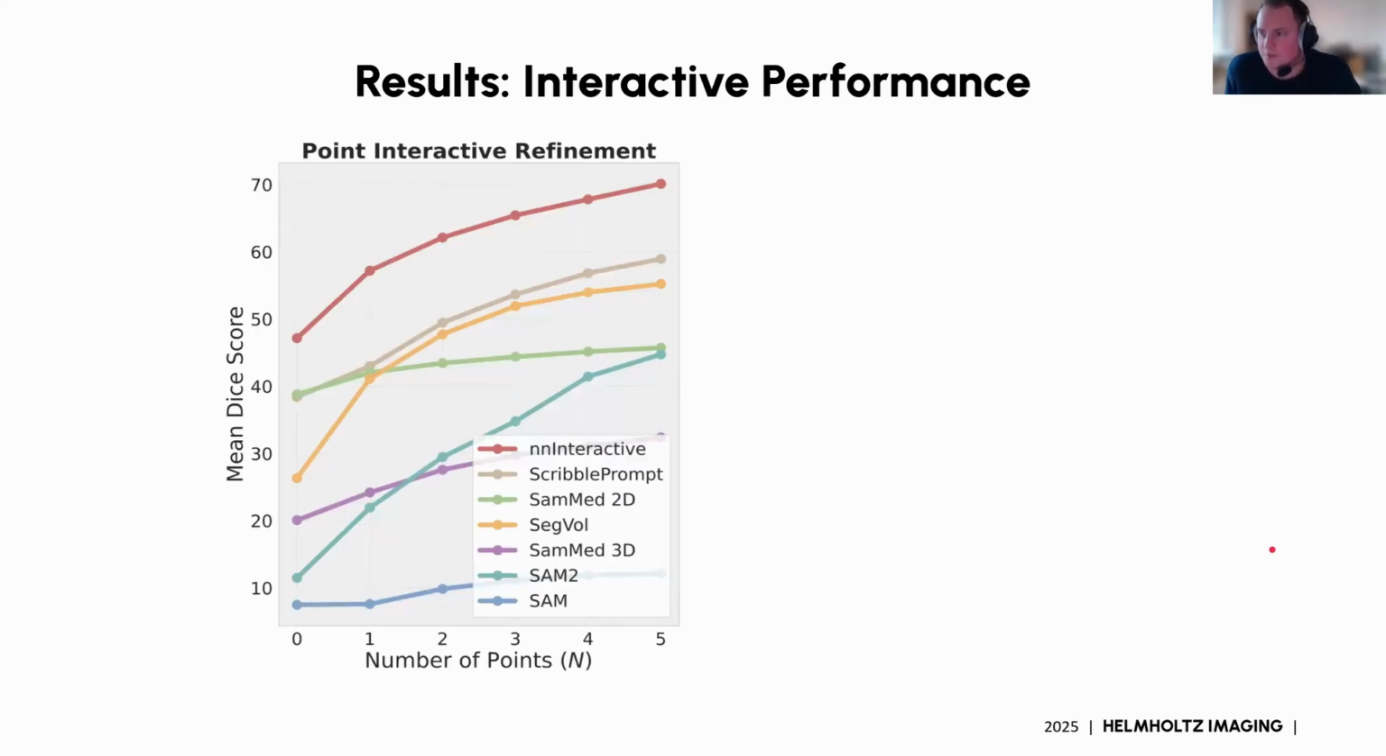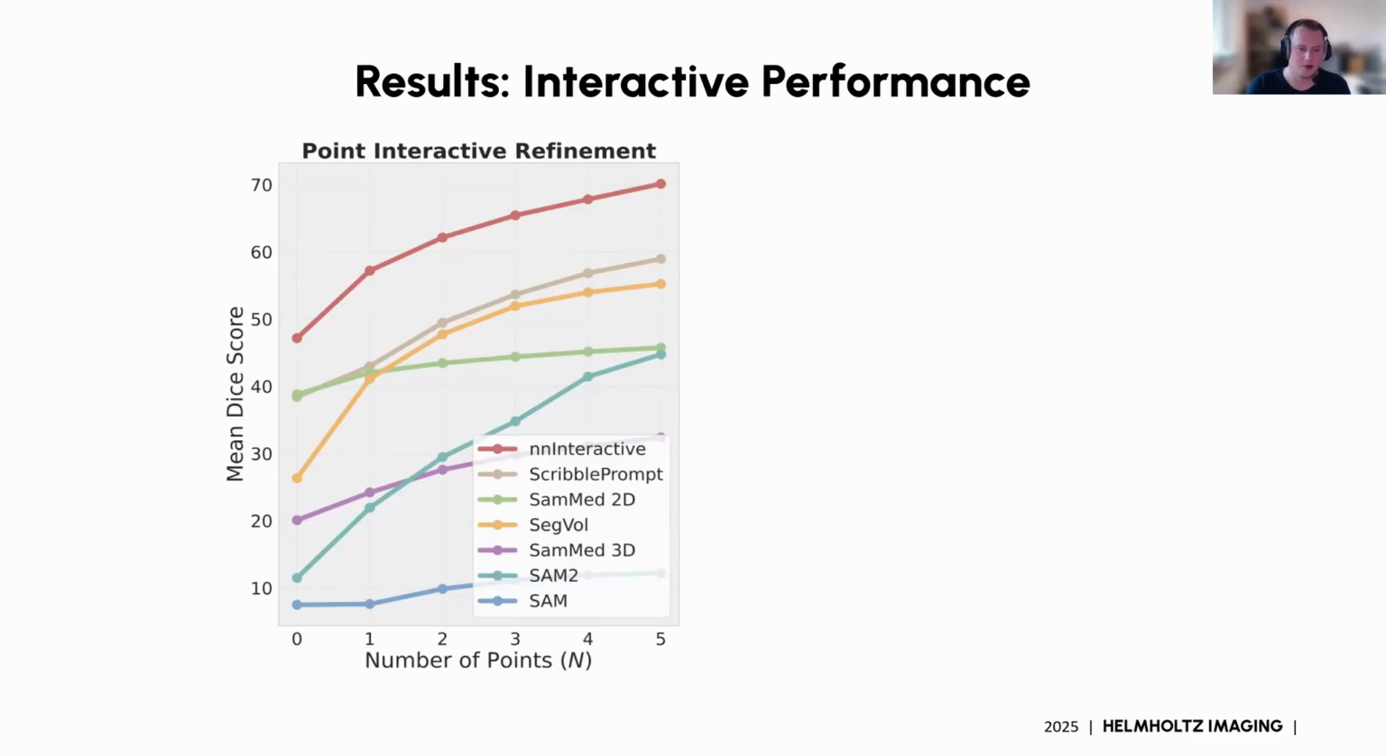When we look at interactive performance, how does the model react to user input? We can only do this with points, unfortunately, because none of the competing methods allow refinement with boxes or any of the other prompting styles. But when we focus on points, we see nnInteractive starts strong and continues to dominate the pack. So there's no competing method overtaking nnInteractive's performance.